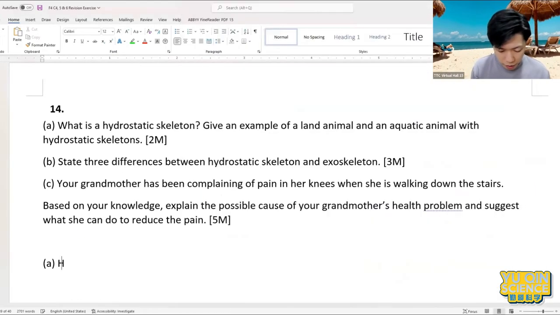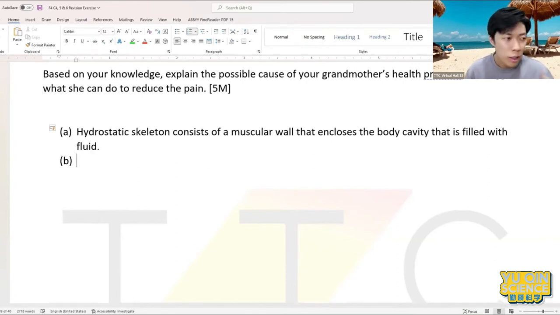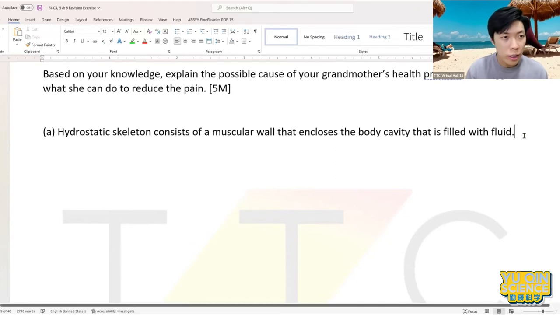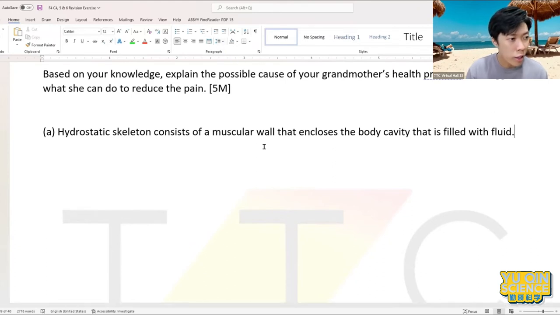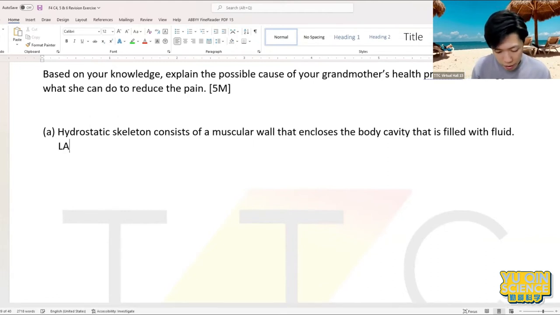Okay, and I write hydrostatic skeleton. We will answer the next one. So it's just like that straight away. There's no specific format. Just answer what the question asked accordingly. Okay, so the next thing is asking for examples, right? Examples of land animal and aquatic animal that is hydrostatic. Okay, so land animal.